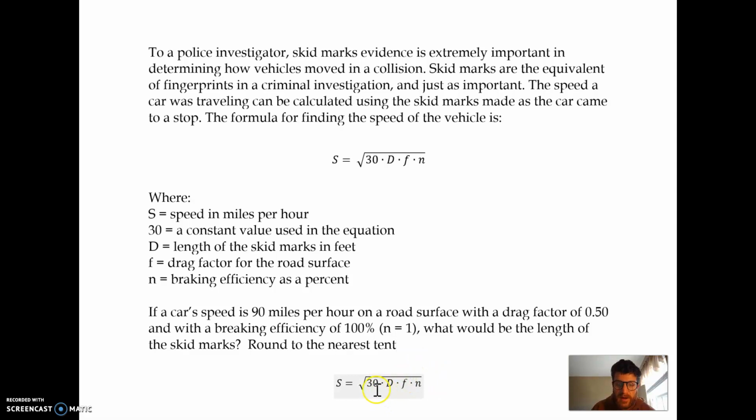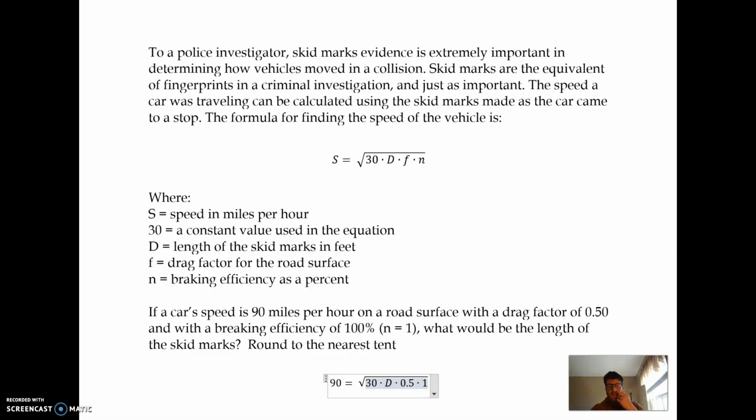So anytime I have a formula, I always like to write out the formula first and then go to fill it in. So because I have the formula up here too, I'm just going to alter this one down here. So 90 miles per hour, we know that is S, the speed. So where we see S, we're going to put in a 90. What other variables were we given? So drag factor is F up here. So the drag factor is 0.5, so we're going to take out F, 0.5, and a braking efficiency of 100%, which is the same as 1 in decimal form or whole number form, right? So N is going to be equal to 1.